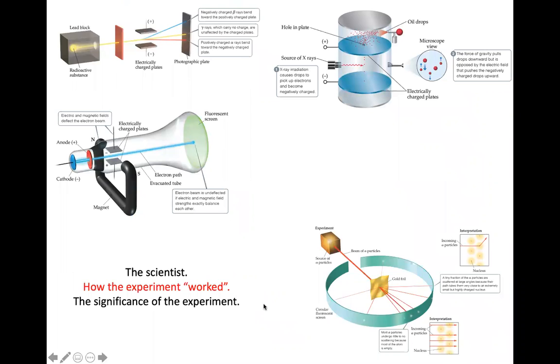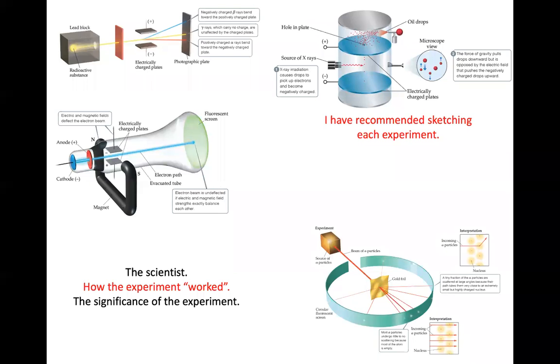So first of all, at the start of chapter two, we had different experiments and the contributions of Thompson, Millikan, and Rutherford. A suggestion for you, if you're trying to organize your ideas around these, I recommend sketching each of the different experiments.